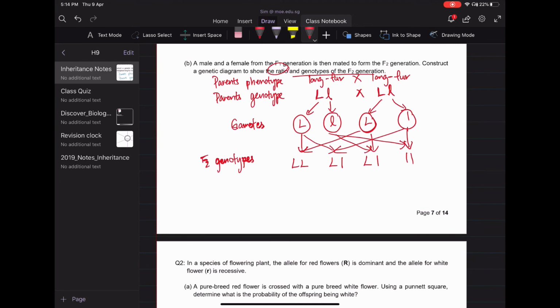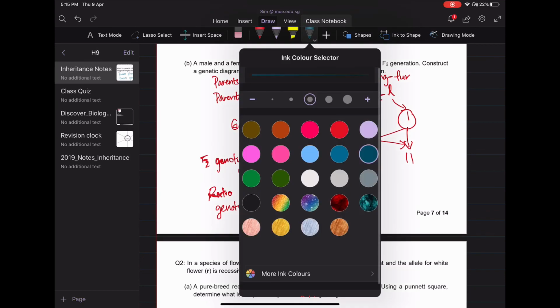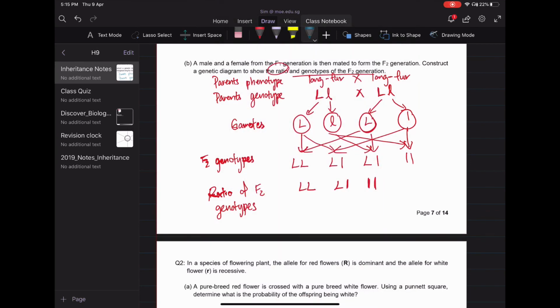From this, I can derive the ratio, because the question is asking for the ratio and the genotype of the F2 generation. The ratio of the F2 generation, do take note, we are comparing the genotype. So we are looking at the types of genotypes there are. It's a capital L capital L combination, a capital L small l, or a small l small l. You will realize that there are actually two chances to get the big L and small l. That's why the ratio is 1:2:1. But take note, this is the ratio of the genotype.